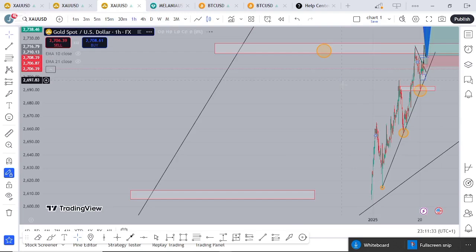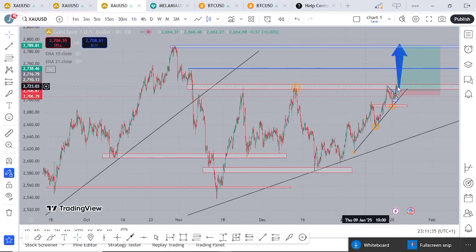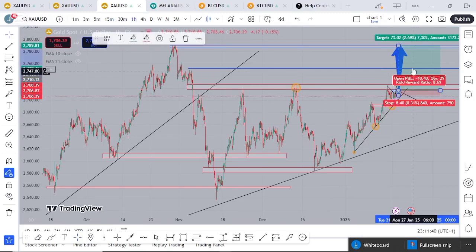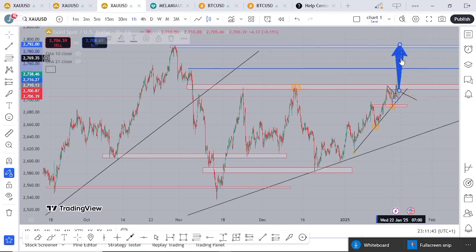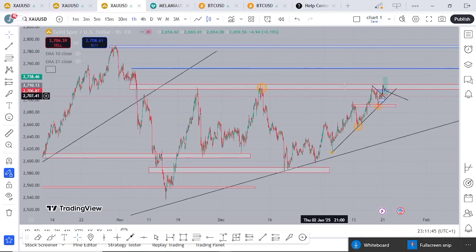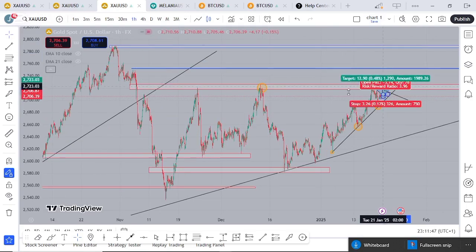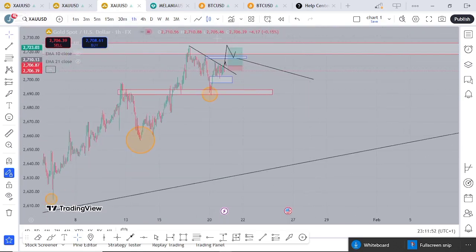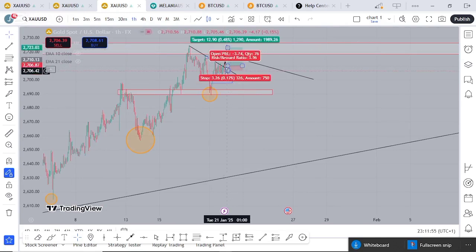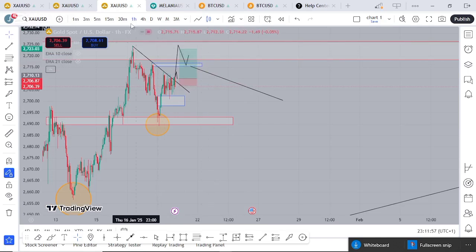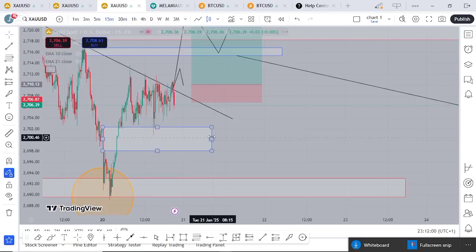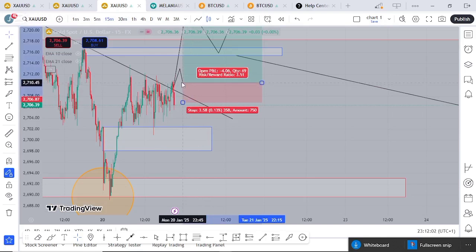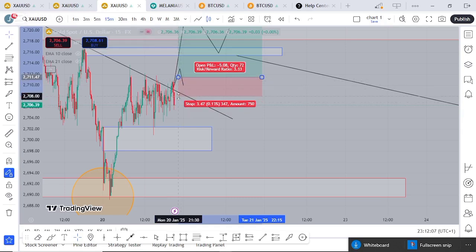So for our short time daily movement, this is what I'm expecting. Let me get rid of this. So for the short time movement, this is what I'm expecting, guys. We are giving out 30 something pips, I think. How many pips? I'm expecting this for the short term.